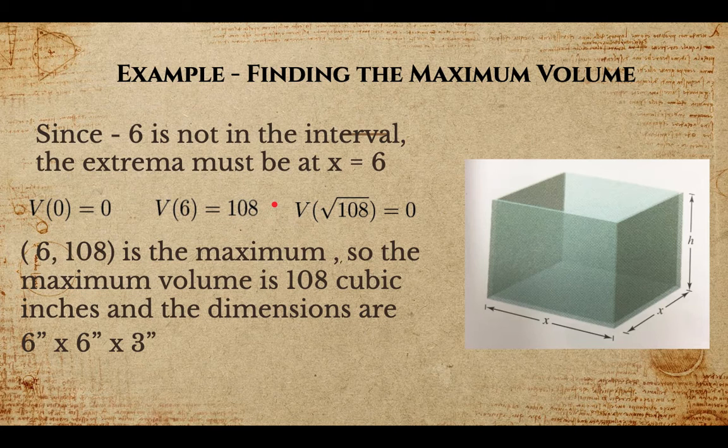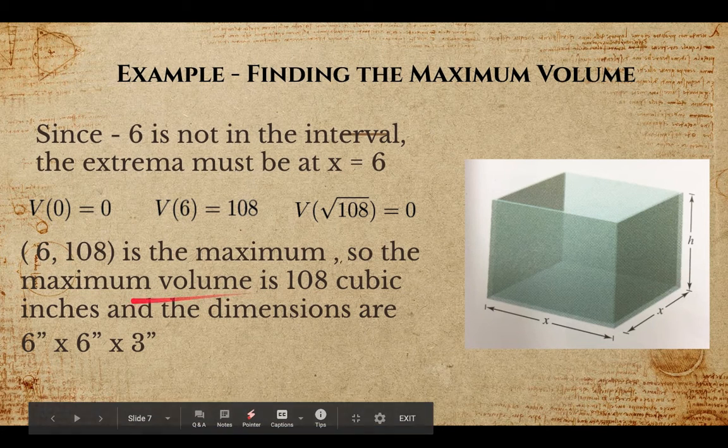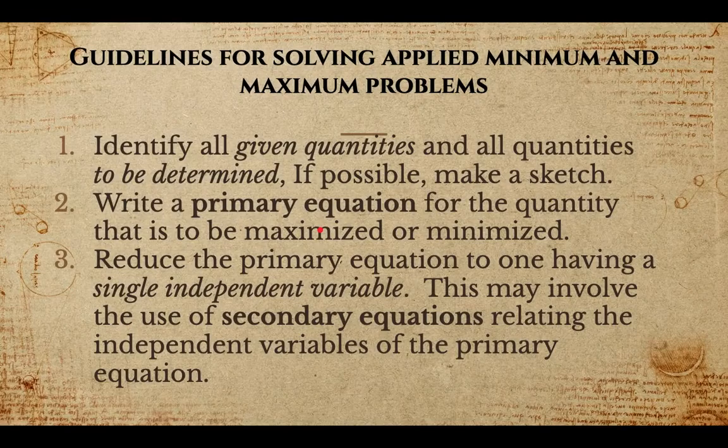That's just kind of funky, isn't it? So the maximum volume is 108 cubic inches when the length of x, the side of the box, is 6. So that was an optimization problem, and that's pretty much what we're doing.